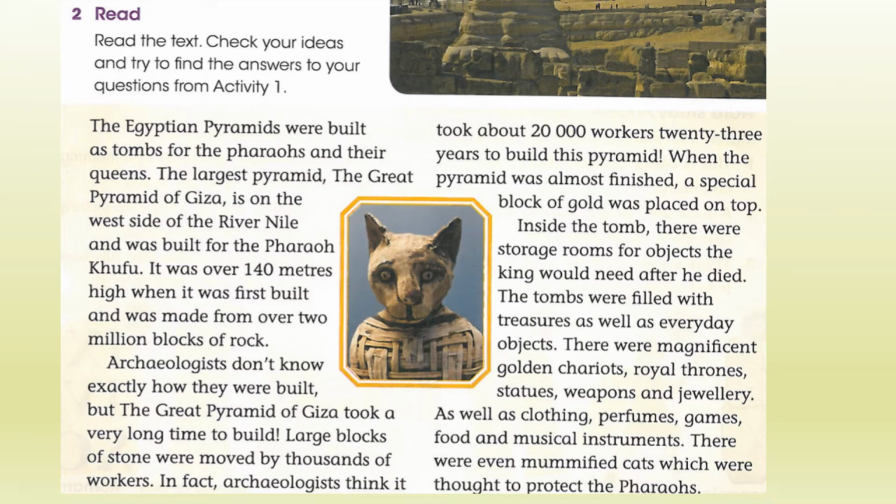Inside the tomb, there were storage rooms for objects the king would need after he died. The tombs were filled with treasures as well as everyday objects. There were magnificent golden chariots, royal thrones, statues, weapons and jewelry, as well as clothing, perfumes, games, food and musical instruments. There were even mummified cats which were thought to protect the pharaohs.